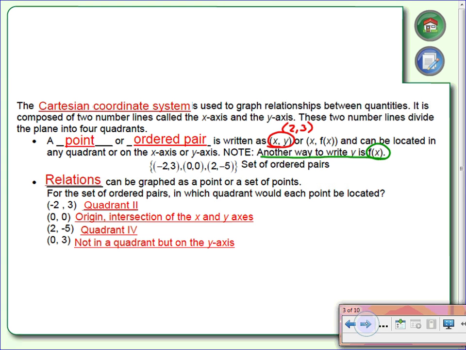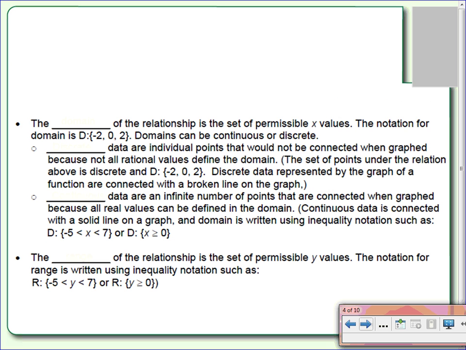All right, let's keep going. The next one says the blank of the relationship is the set of permissible x values. Now remember, I just told you what a relation was. It's a set of points or a set of ordered pairs. All right. So the x values, we got another name for the x values. We call that the domain. Domain. Oh, we're learning it. Domain.